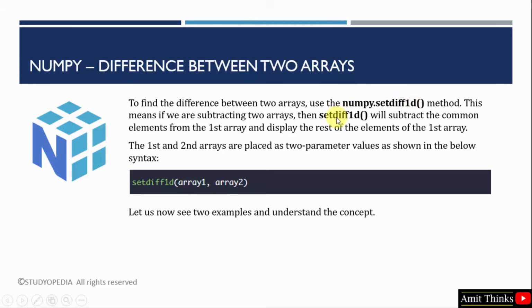We have this setdiff1d method that will find a difference between two arrays. Okay, so this is the syntax. The first and second arrays are placed as two parameter values for the numpy.setdiff1d method. Here it is, the first array as well as the second array. So when we perform this, it will subtract the common elements from the first array in comparison with the second array, and the rest of the remaining values which are not common from array 1 will get displayed. Now let's see two examples to understand the concept.